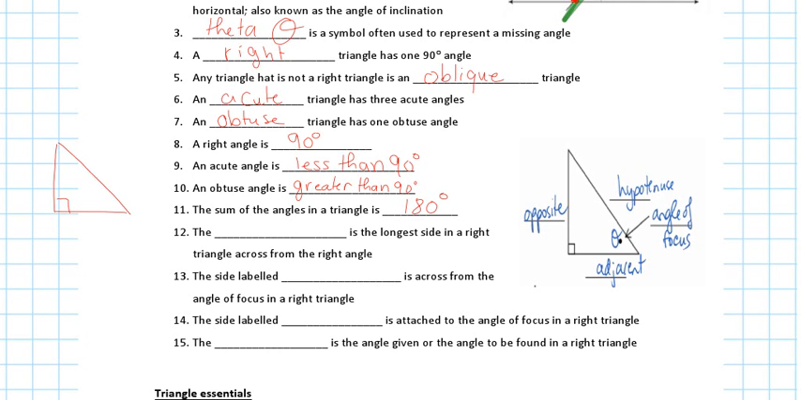The hypotenuse, which is the side that's across from the 90. So that side right here, that's your largest side, because that's the one across from the 90. And we call that the hypotenuse. So the hypotenuse is the longest side in a right triangle, across from the right angle.